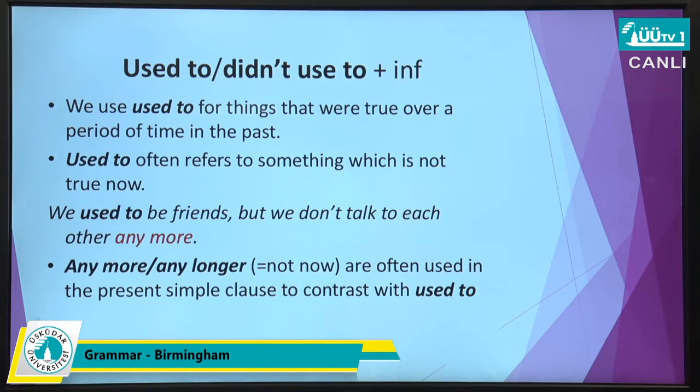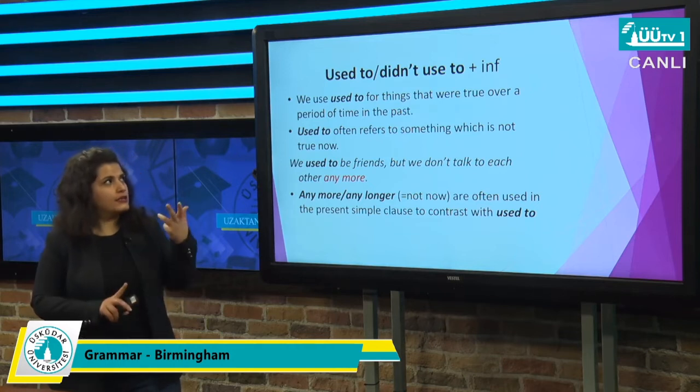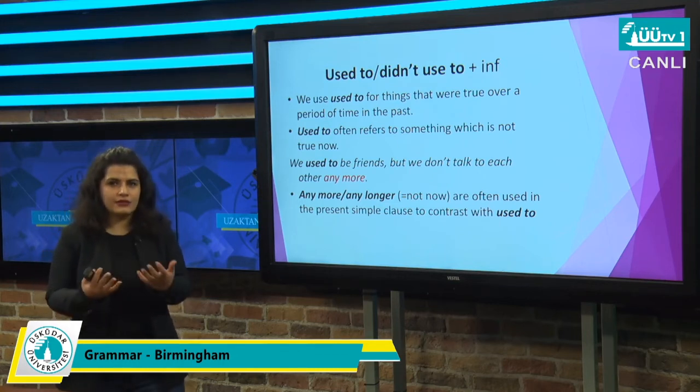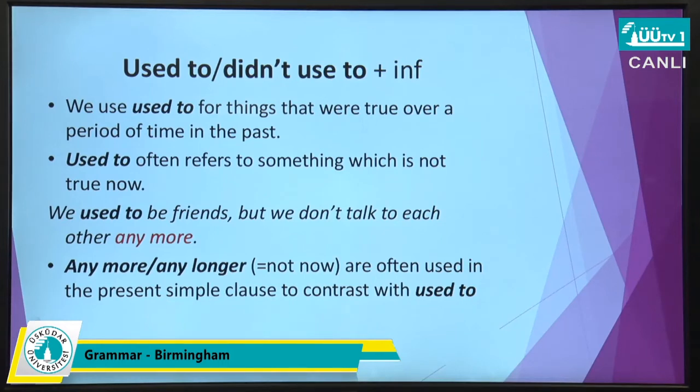I told you, we use used to talk about past habits. And also here we can see that we want to talk about something that was true before, but is not true now, okay? As I told you, we use used to for things that were true over a period of time in the past. Used to often refers to something which is not true now. We used to be friends, but we don't talk to each other anymore. So we can see the contrast here. Something was true before, but now is not, okay?